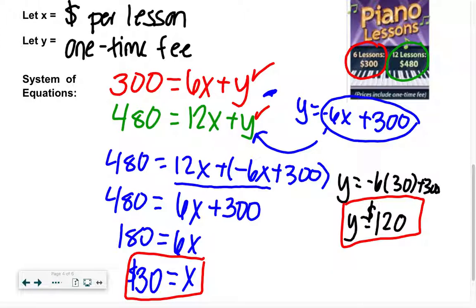Expensive. Don't take piano. All right. Questions? None.